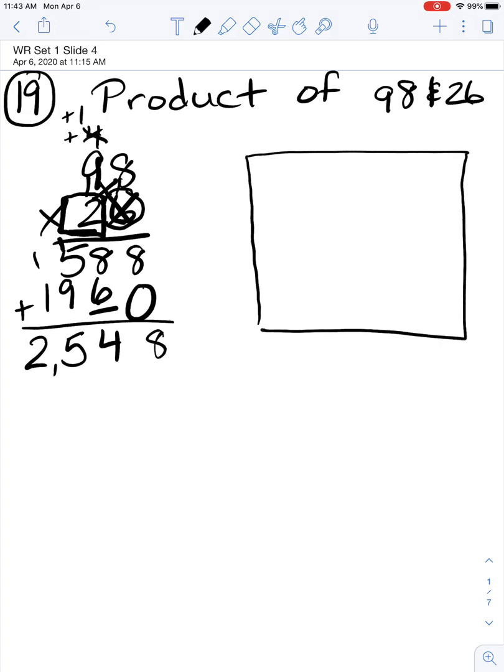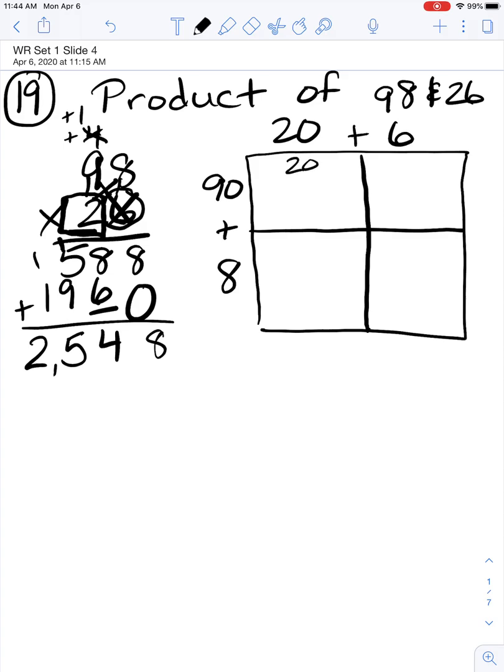So I'm going to start with 98, and 26. Going down, 20, 6. Going across, 90, 8. Gonna multiply all these. We're gonna do our 0 strategy. Box them, cross them, bring them down.